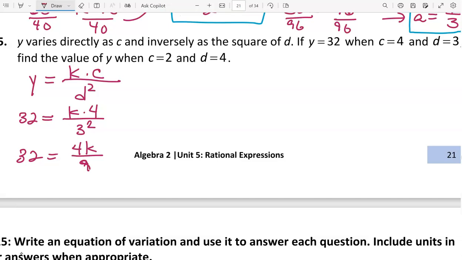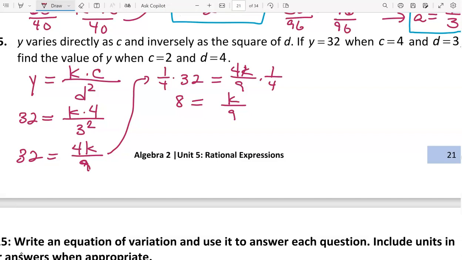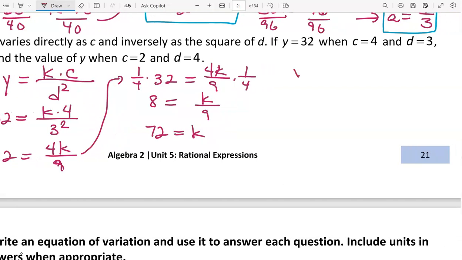I guess I could multiply by 9 first, but if I want to do this a little bit more cleverly, I can multiply by 1/4 first. So 1/4 times 32 is equal to 4k over 9 times 1/4. And that's going to give me 8 is equal to k over 9. Now I can multiply both sides by 9, and k is equal to 72. So my equation of variation is y is equal to 72 times c divided by d squared.